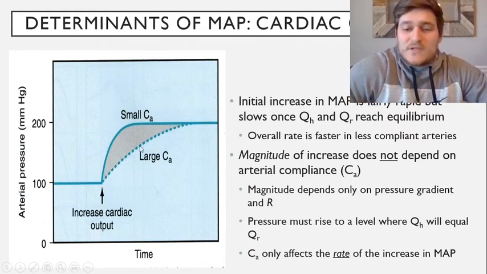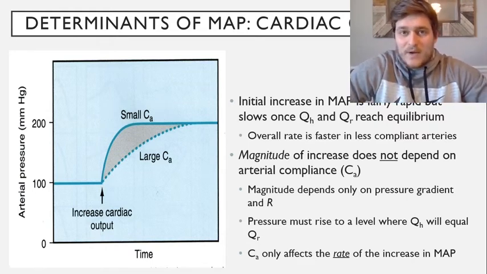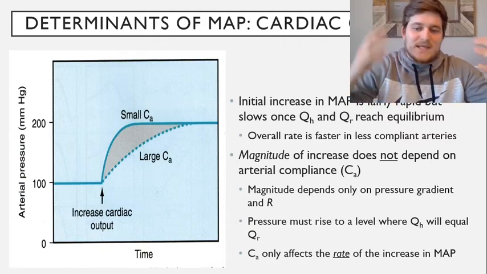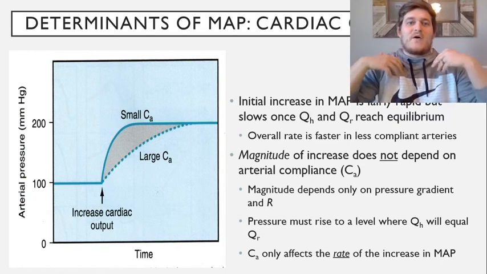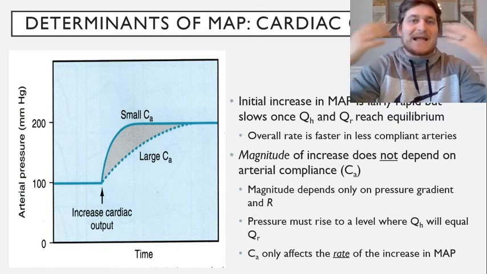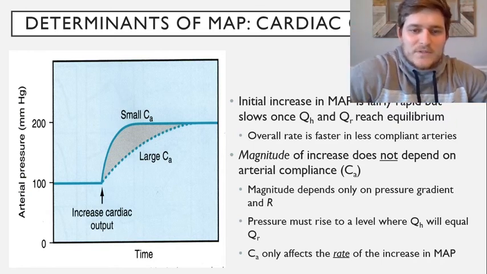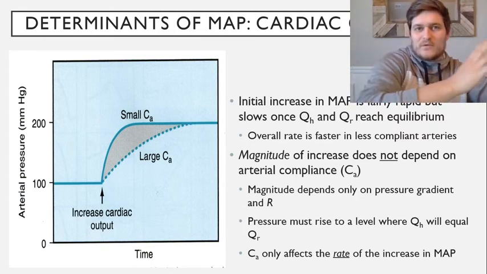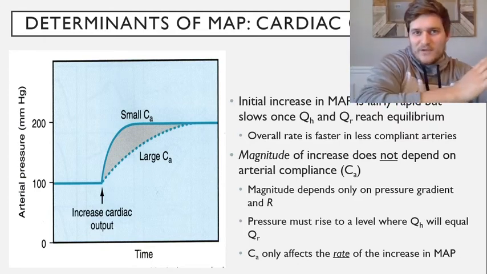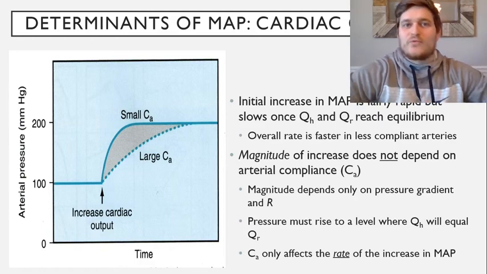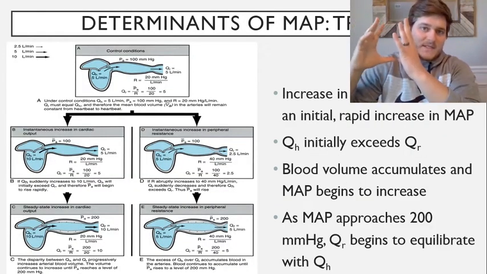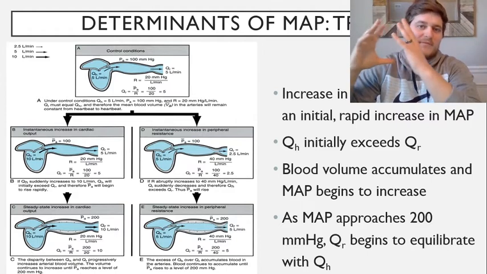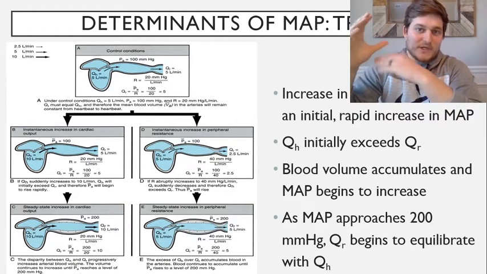Ultimately, the pressure is going to rise to a level where the output of the heart is then going to equal the flow, and this will help to catch up on those differences, and blood will continue to flow. That increase in blood flow will then translate through the rest of the arterial circulation. So that showed us how differences in the output of the heart can impact mean arterial pressure.